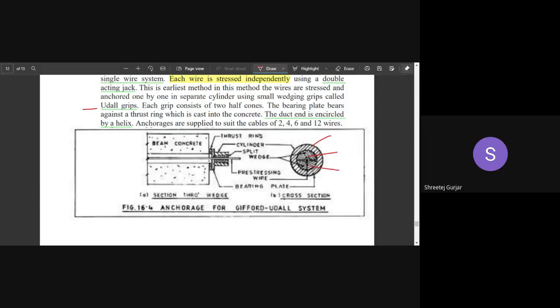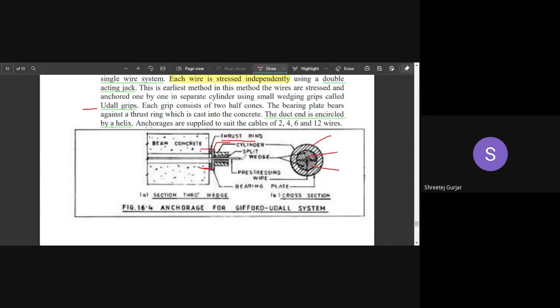So this is your bearing plate. You can see there is a bearing plate which is provided here, right? And then this bearing plate is sitting on your thrust ring, and this thrust ring is usually embedded in concrete. So the force from your steel pre-stressing wire is transferred to your bearing plate, and then it is transferred to your thrust ring. Remember this.